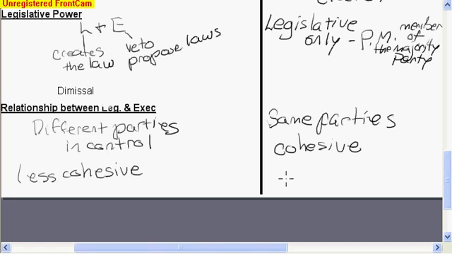And so that wraps up our discussion of the main differences between the presidential and parliamentary system.